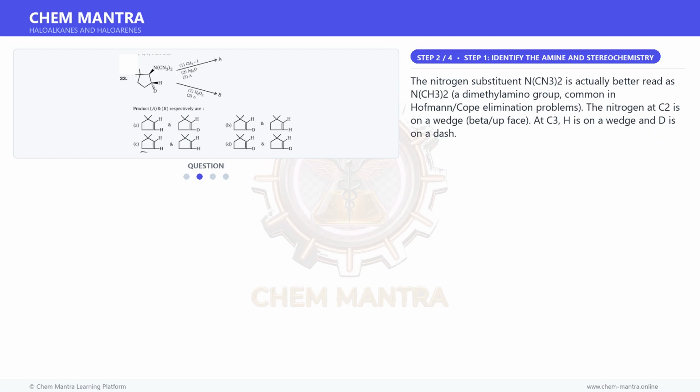Moving on to the next step. The nitrogen substituent N(CH3)2 is a dimethylamino group, common in Hofmann-Cope elimination problems. The nitrogen at C2 is on a wedge, beta up face. At C3, H is on a wedge and D is on a dash.